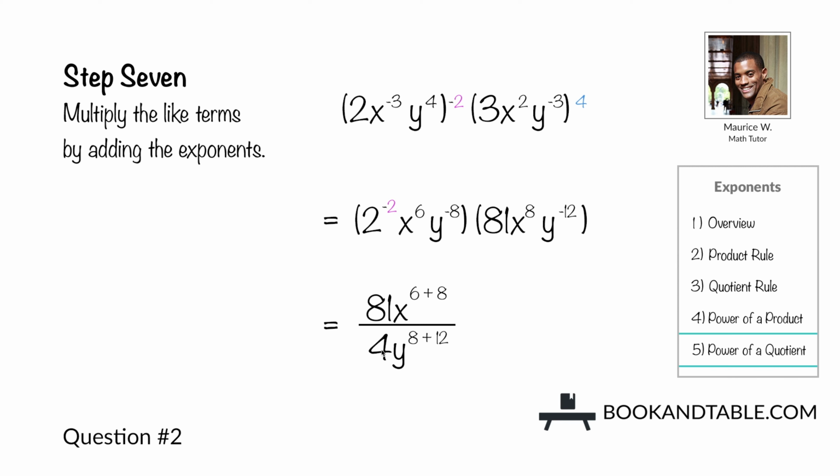And now the last step, step 7, multiply the like terms by adding the exponents. So x to the 6th times x to the 8th is equal to x to the 6 plus 8, which will give us x to the 14th in the numerator. And in the denominator, y to the 8th times y to the 12th is equal to y to the 8th plus 12, which is y to the 20th. And that gives us a final answer of 81x to the 14th over 4y to the 20th.